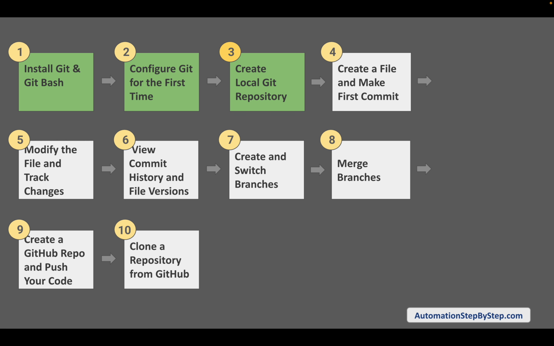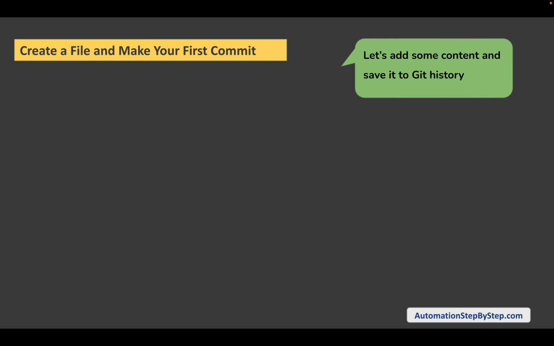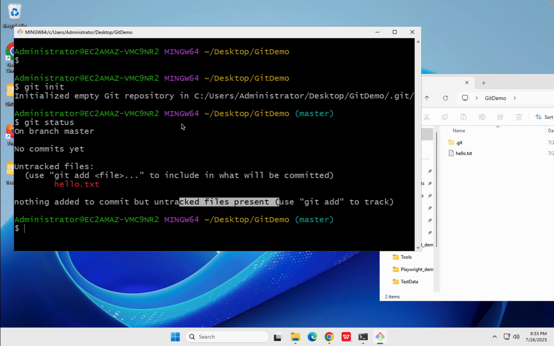Now the next topic: we will now create a file and make our first commit. Basically we are going to add some content in our project folder and then we are going to commit it. So we are going to create a file. You can create a file from Git Bash or from your command prompt or terminal. You can say echo hello git and push this into a file called hello.txt. So this text hello git will go into this file hello.txt, which we have already done separately.